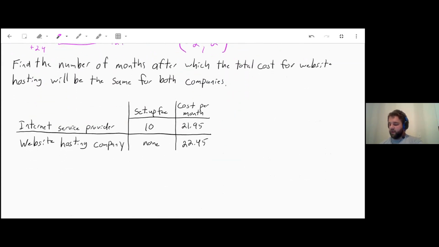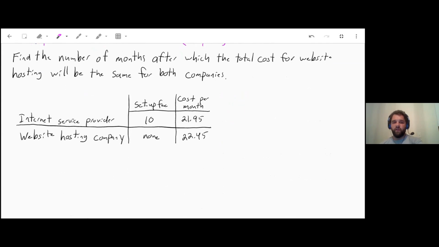So now let's go, and this is actually a really good real-life example problem. So you are trying to decide which internet company you are going to work with. One, the internet service provider, costs you $10 for your setup fee, and then it costs you $21.95 per month. The other one is through a website hosting company that does not charge you an initial setup fee, but it costs a little bit more each month at $22.45. After how many months will your cost be the same?